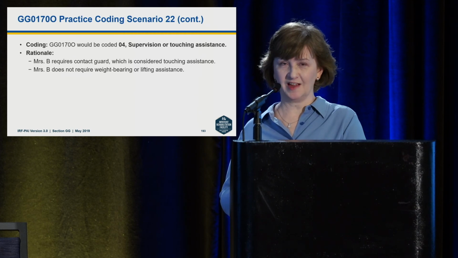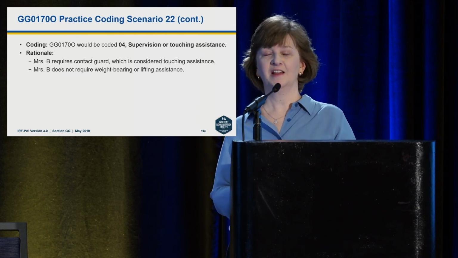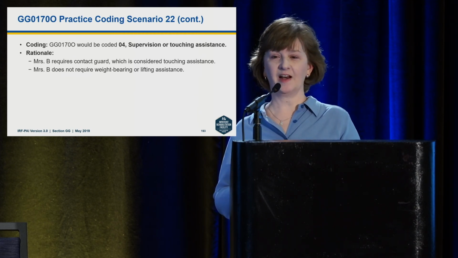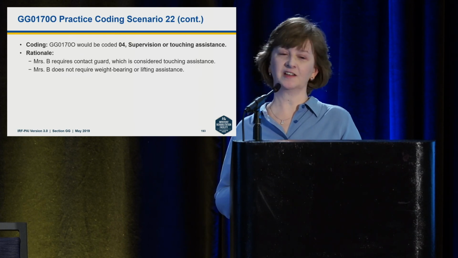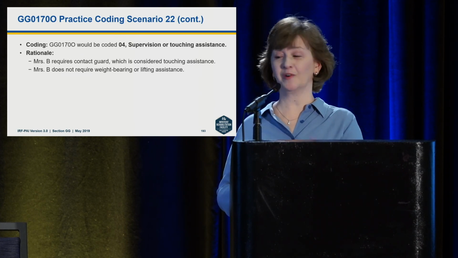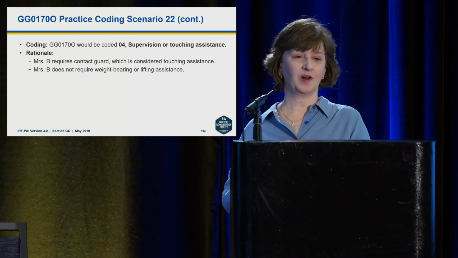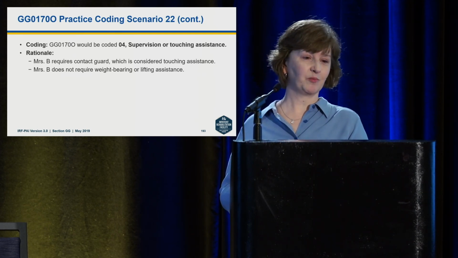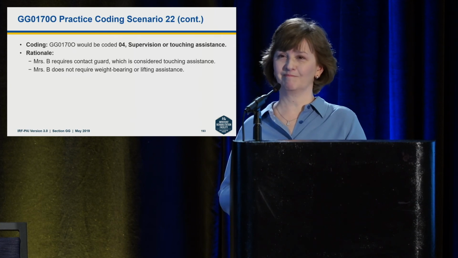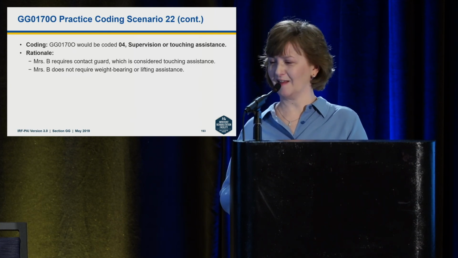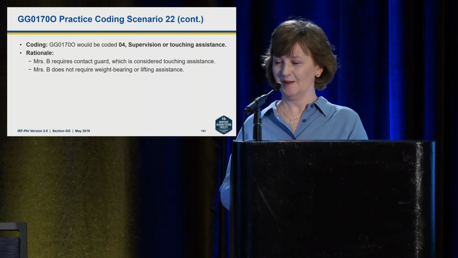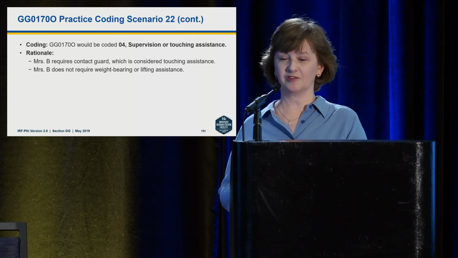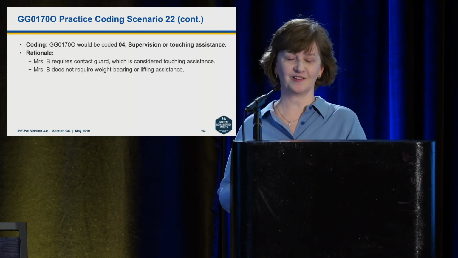So we actually had this question during the SNF training. If somebody has a gait belt, does that automatically mean that there's lifting assistance being provided? And the answer is no. In fact, this is a scenario where the code was 4. The gait belt was used just for precautionary purposes, but it was, I think, a discharge assessment, and the person basically only required supervision or contact guard assistance, sorry.